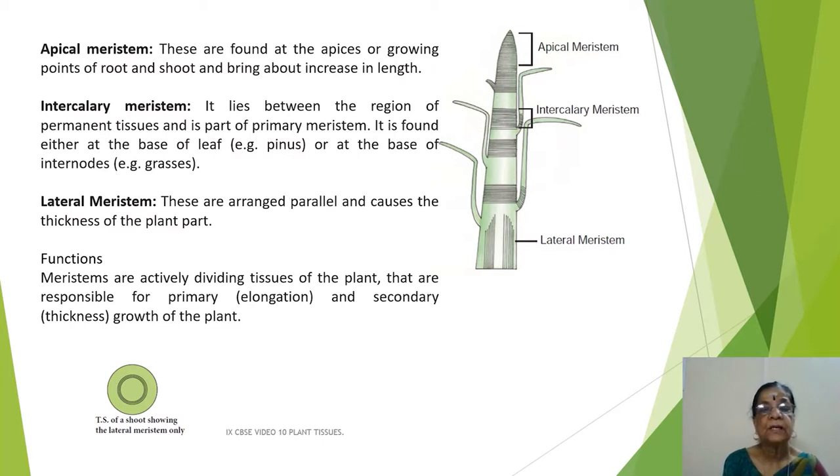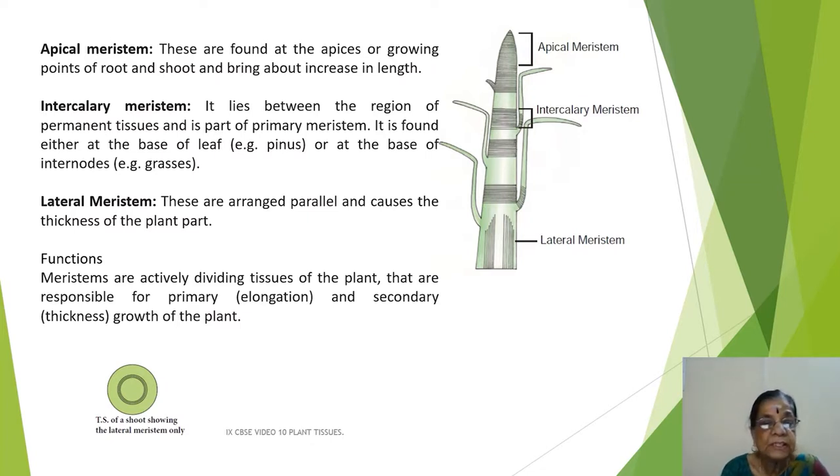Apical meristem, intercalary and lateral, where they are located, you will learn from here. What are they? Lateral meristem causes thickness of the plant part. Intercalary, at the base of the leaf and base of the internode. And apical meristem at its tip. Functions: they are actively dividing tissues and they are responsible for elongation and thickness, which are the primary and secondary functions. I hope you understand.